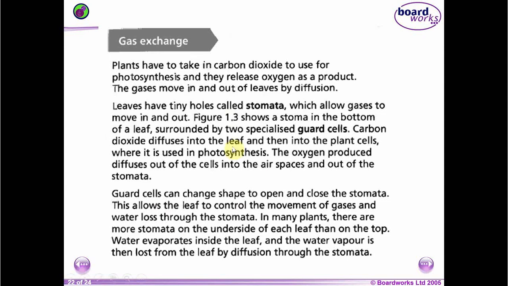Not only the gases, carbon dioxide and oxygen, go out of the stomata, it's also the water vapor. It can go out through the stomata. The water evaporates into the air spaces and then diffuses out of the stomata. So first the water evaporates from the spongy cells and the palisade cells into the air spaces and then diffuses outside the leaf through the stomata.